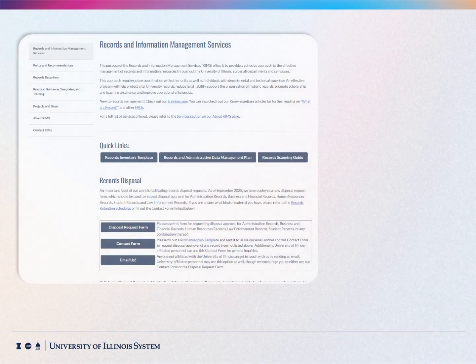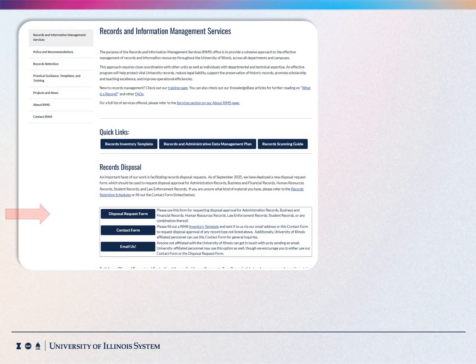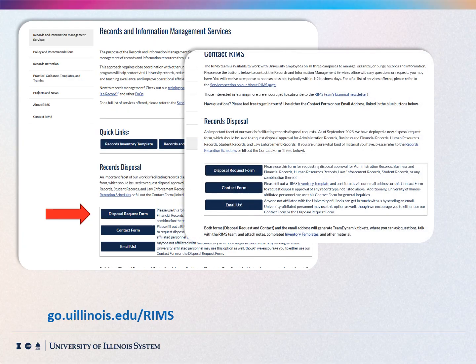Records and Information Management Services, or RIMS, has a new disposal request form, which you can find on the RIMS homepage at go.uillinois.edu/RIMS and the contact page at go.uillinois.edu/RIMScontact. Filling out this form should be straightforward.